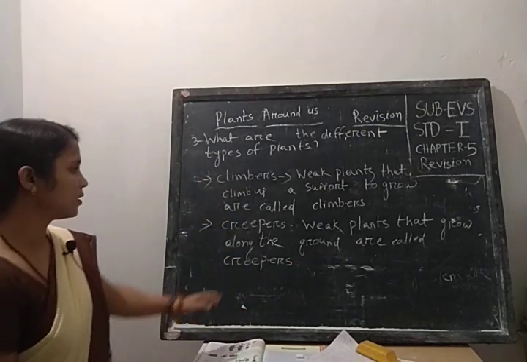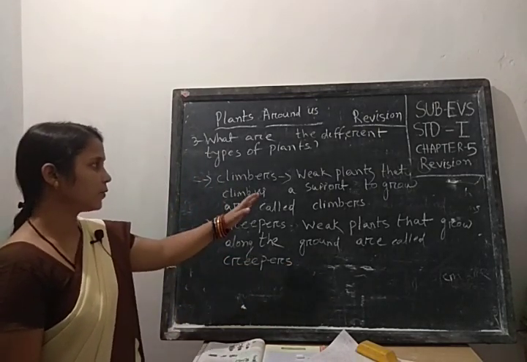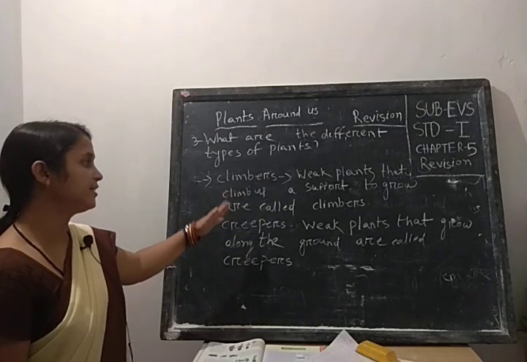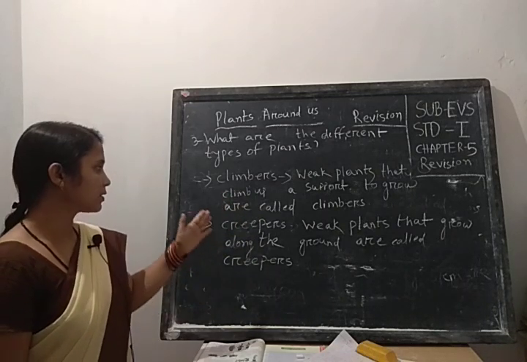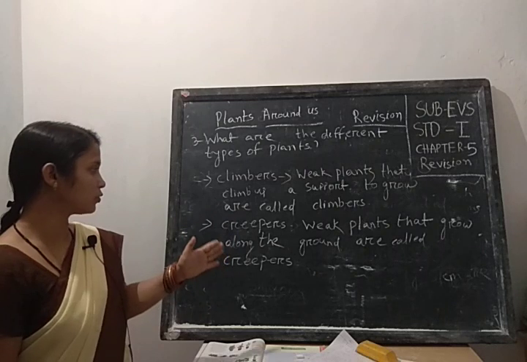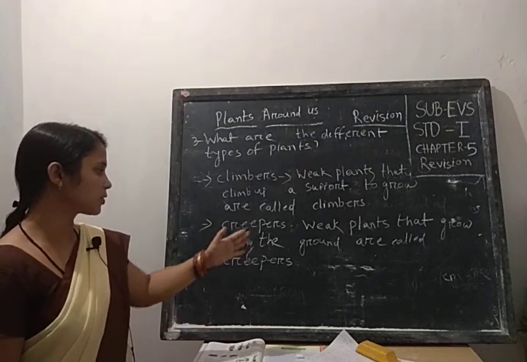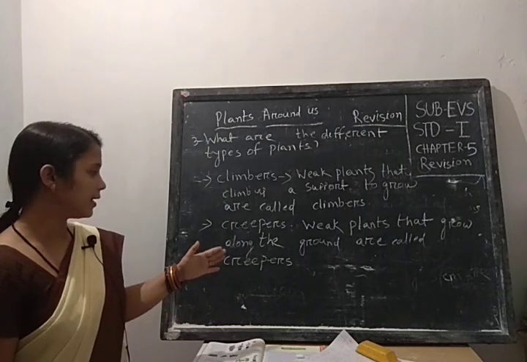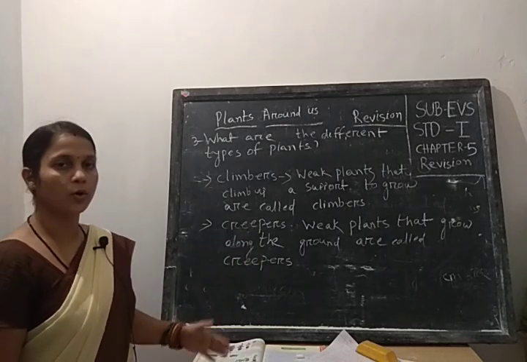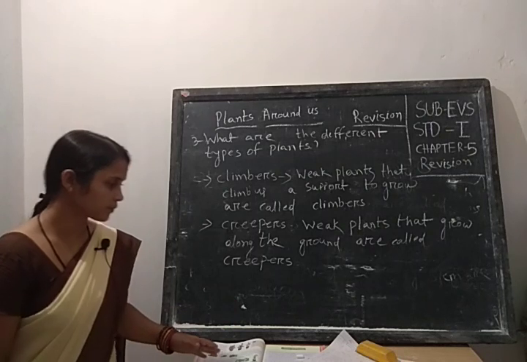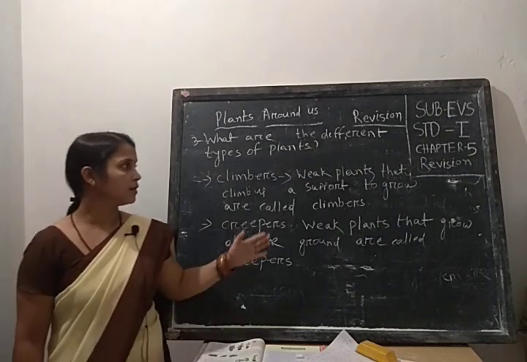Okay, students. So weak plants that climb up a support to grow are called climbers. But weak plants that grow along the ground are called creepers. So, okay, students, our revision part is over.